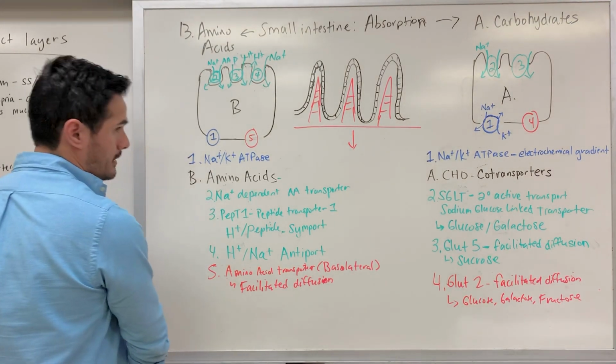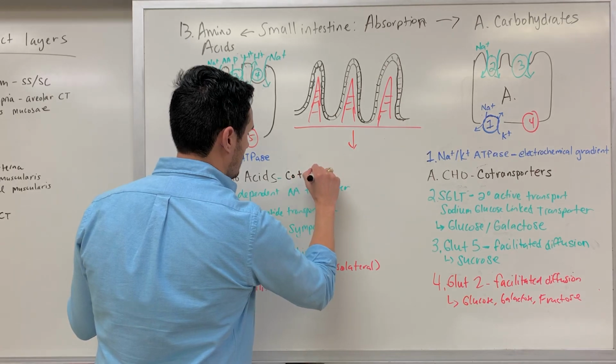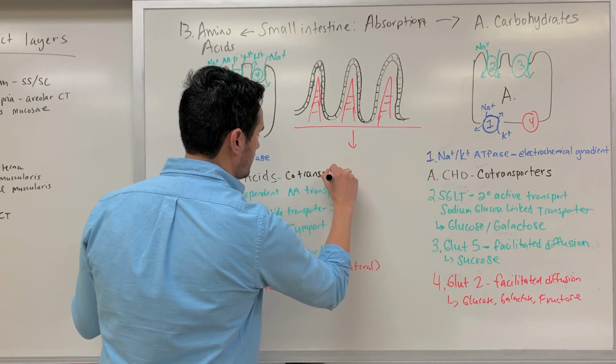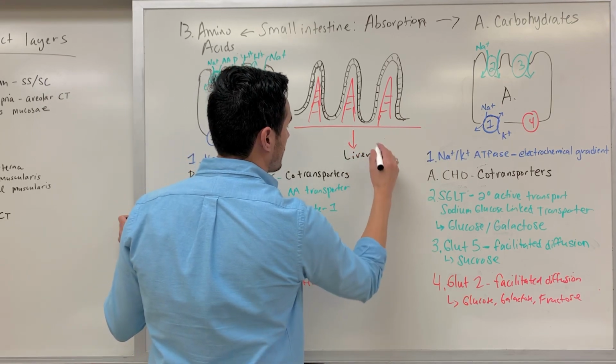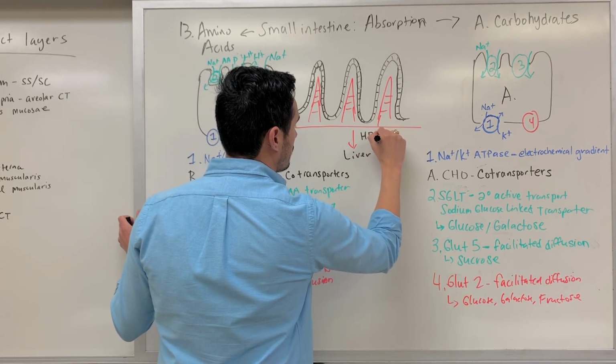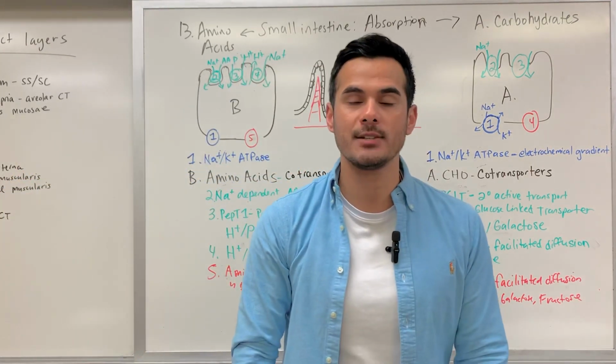One other thing I would write here: amino acids, right, we're also using cotransporters here. And this is going to the liver via the hepatic portal vein. Okay, so that's going to do it for this lecture.